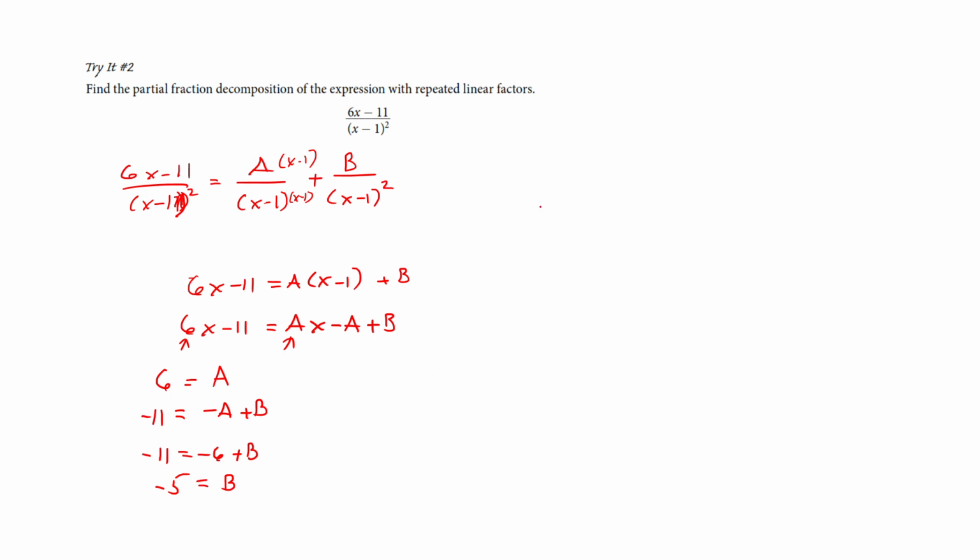So all that's left is let's write it in a decomposed form. So a turned out to be 6. And, oh shoot, I did that again. Hold on. I should write it like this. A turned out to be 6, and b is negative 5. So we should be writing it like that. And we've got it. We've decomposed it.